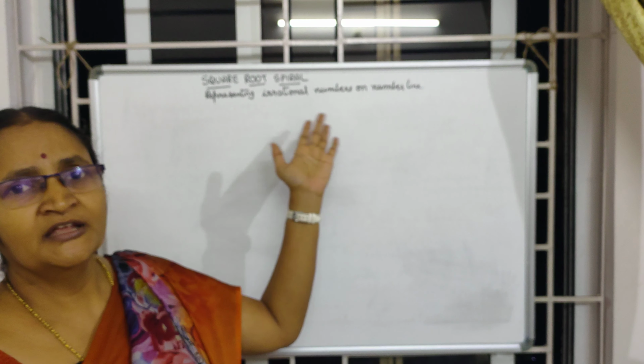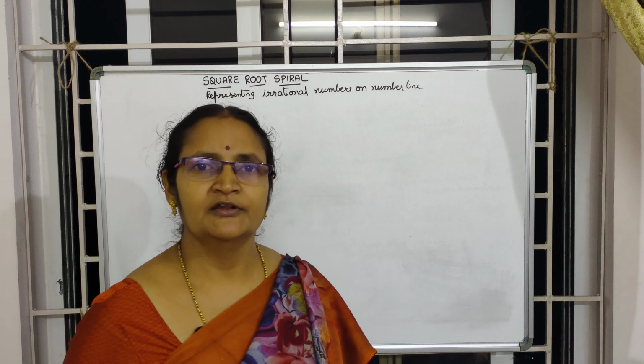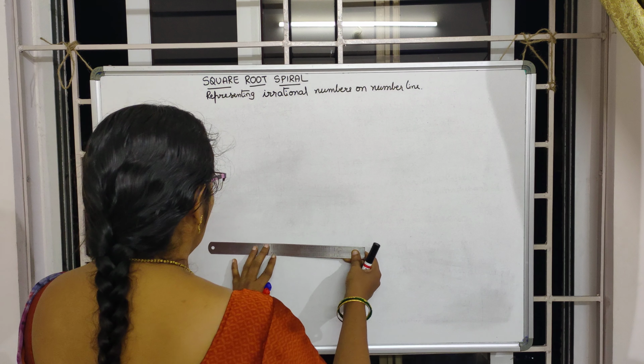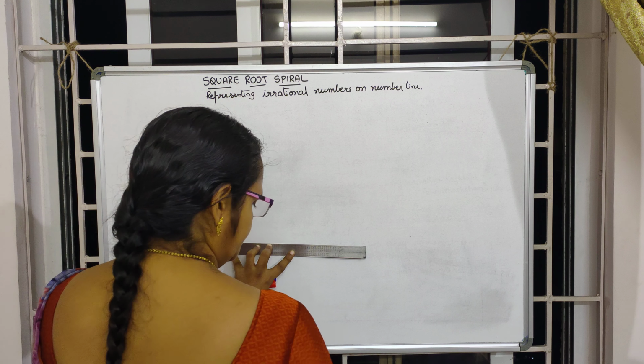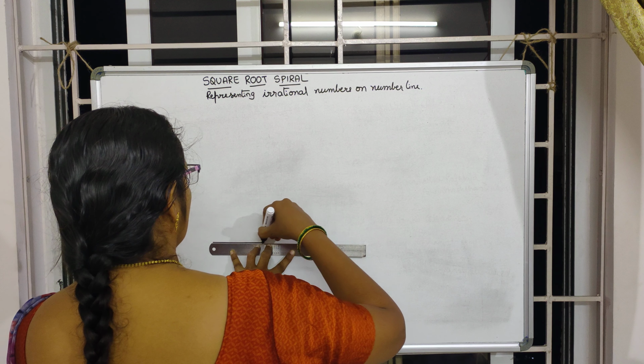Now, representing irrational numbers on the number line. How to represent an irrational number on a number line? For that, what we are going to do, I am going to draw a number line. Normally it is a line I am drawing.